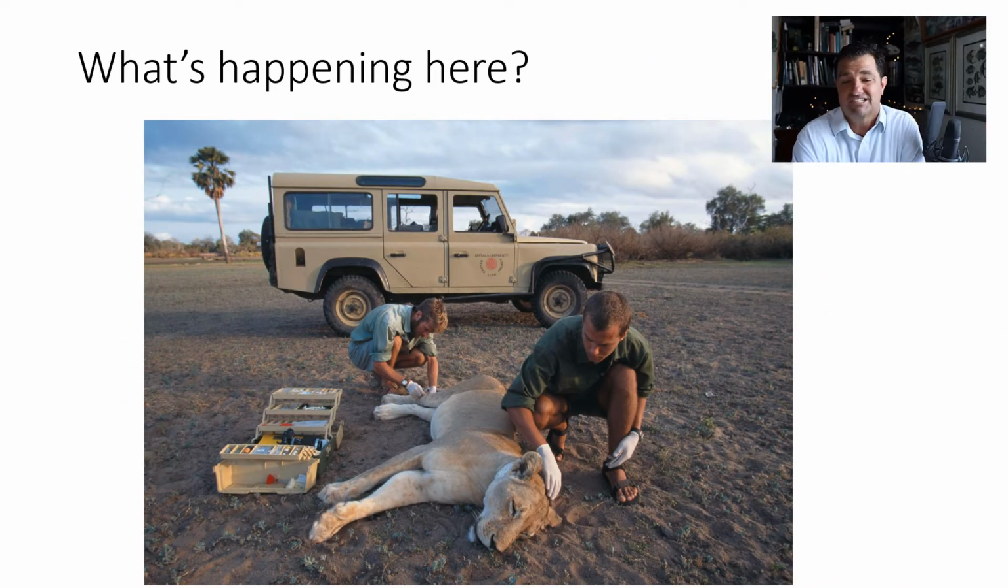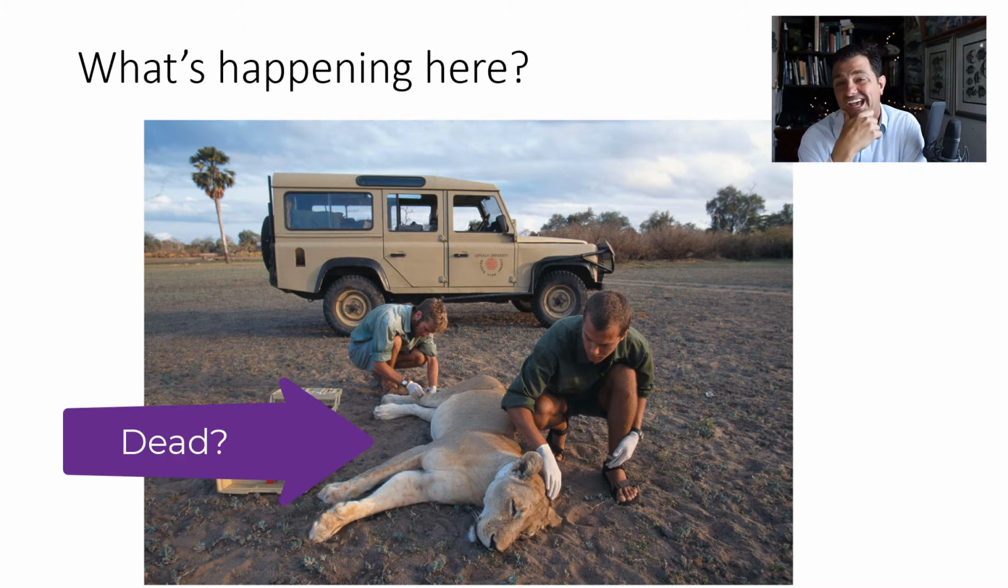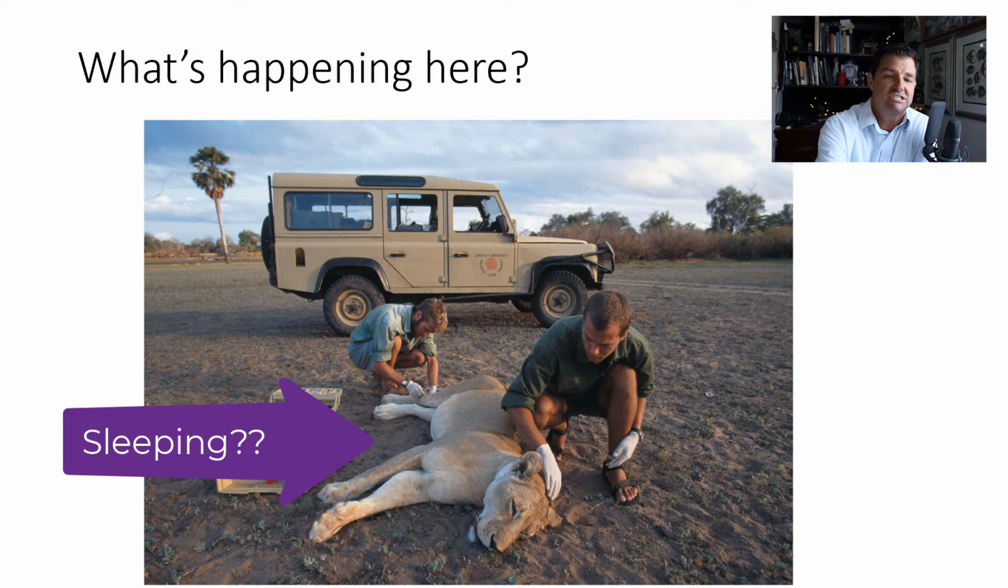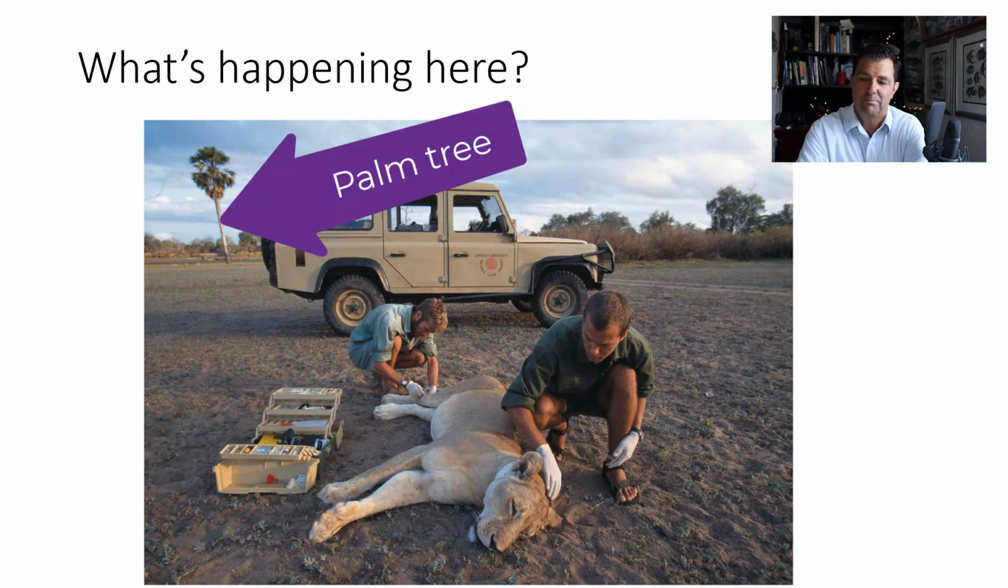So I'm going to take some guesses because I didn't even read what's happening in this picture. They have what looks like a fishing tackle box. I like fishing. I don't think they're fishing here. Do you think this is their pet lion? Do you think the lion's dead? Or is it their pet and they're just petting it? It looks like maybe it's sleeping there. Really cool vehicle. You can see there's some kind of palm tree in the back there.